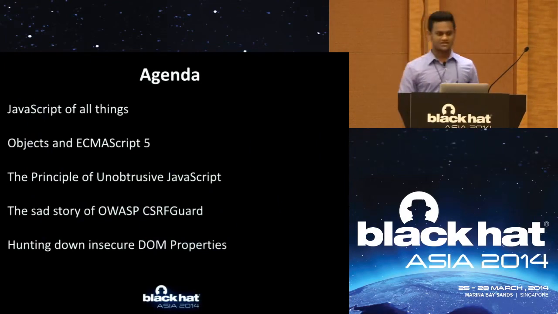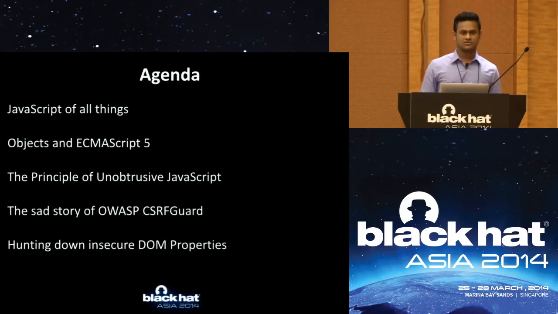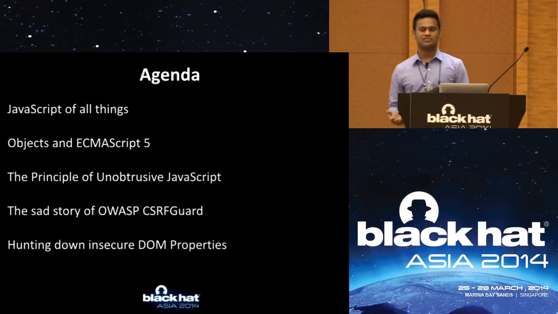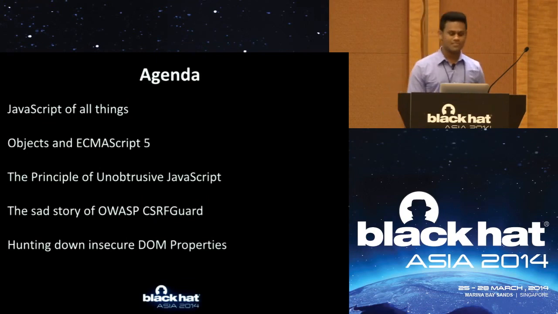This is how today's agenda is going to look. We'll start with why JavaScript is all important, and we'll talk specifically about objects and what the JavaScript standard, the ECMAScript 5 standard, which came up very recently, has to say about them. And then we'll talk about a certain design pattern, and then we'll take a specific example, a library called OWASP CSRFGuard, and we'll talk about how to find these kinds of vulnerabilities going forward in your penetration testing, or how you can, as a developer, try and fix them.